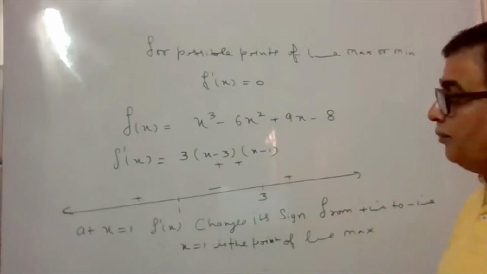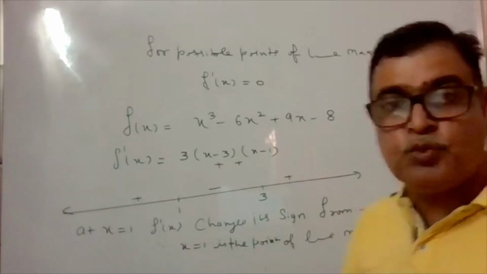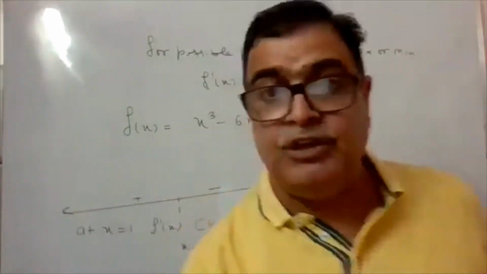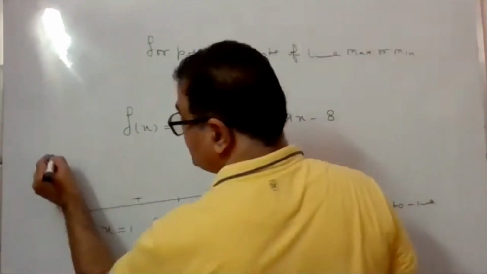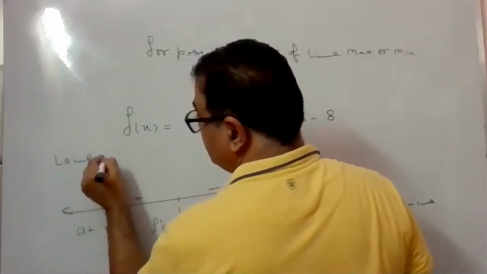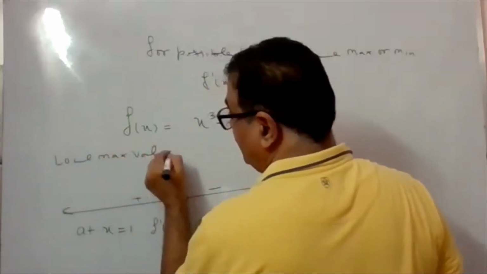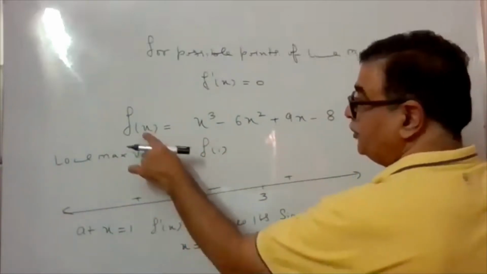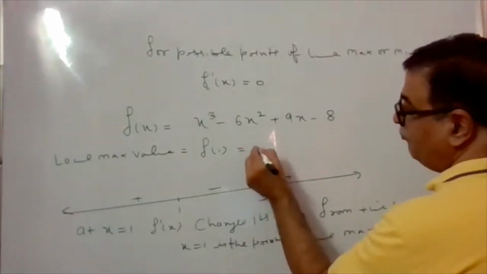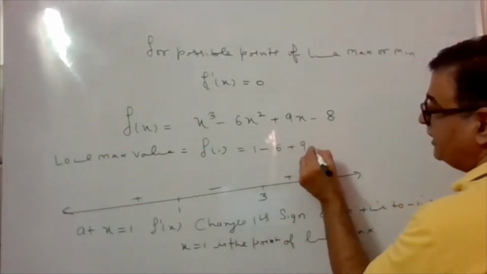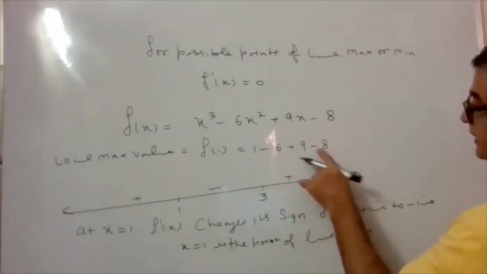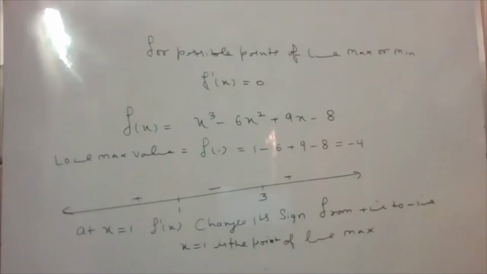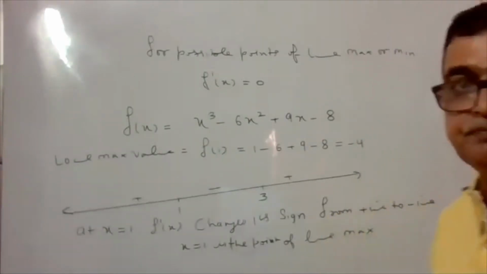X is equal to 1 is the point of local maximum. And if they ask what is that maximum value, then what should I do? We should find out the local maximum value. So we will say local maximum value will be equal to f(1), the function's value. So I put in x as 1. What will it come to? 1 minus 6 plus 9 minus 8. 6 and 8 is 14, and this is 10, so it will come out to be minus 4. This is our local maximum value.